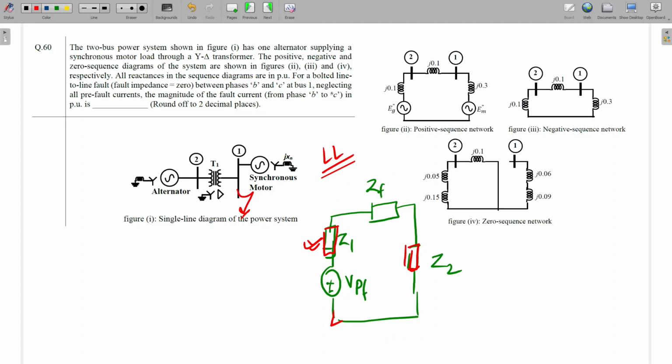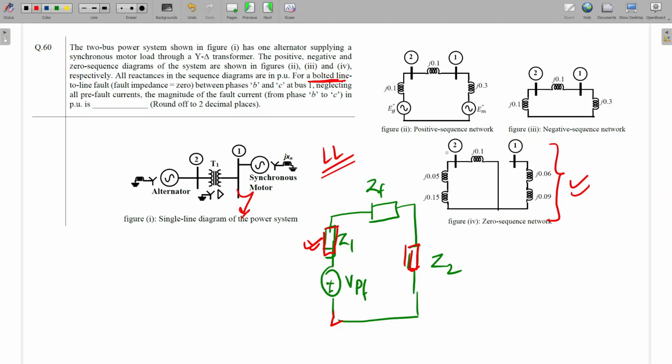Here it is written bolted. Bolted means the fault impedance is 0, a solid fault. So the fault impedance will be 0. For a line to line fault, there is no need for the zero sequence information. They have given this extra information just to confuse us, so there is no need to use it.